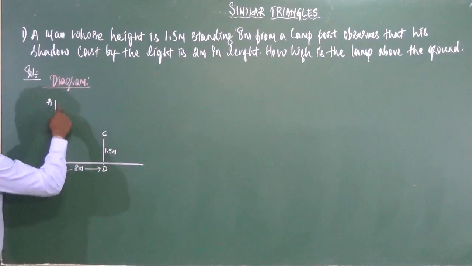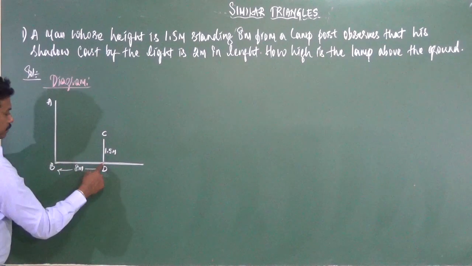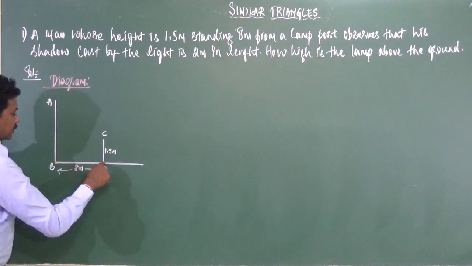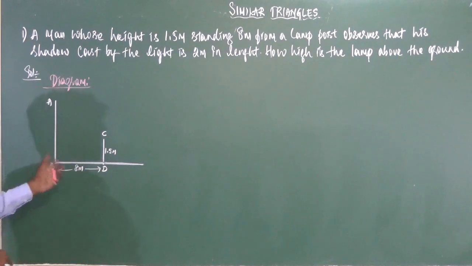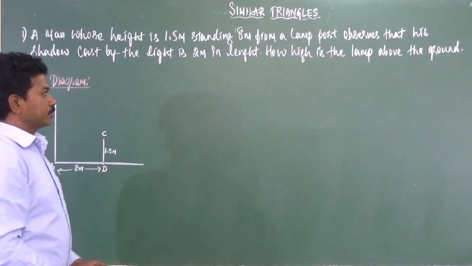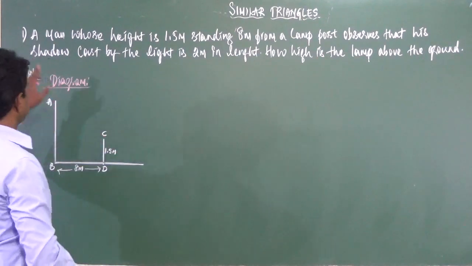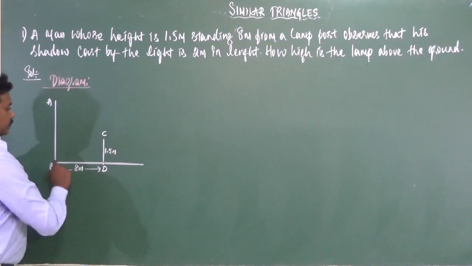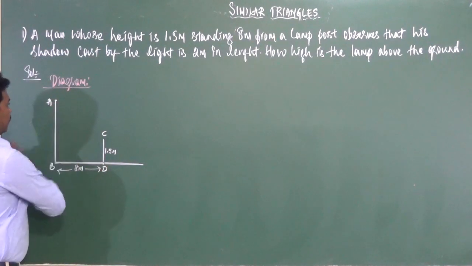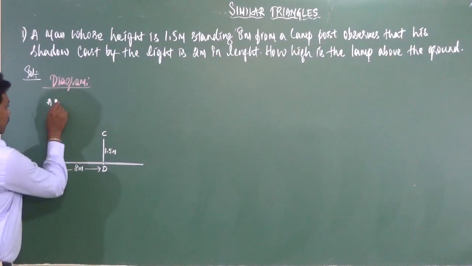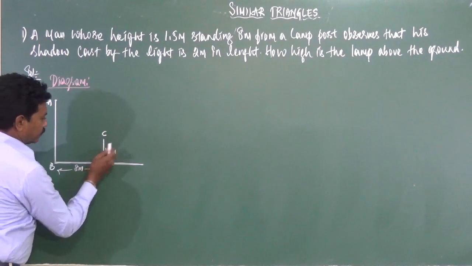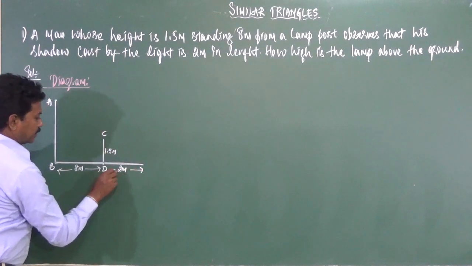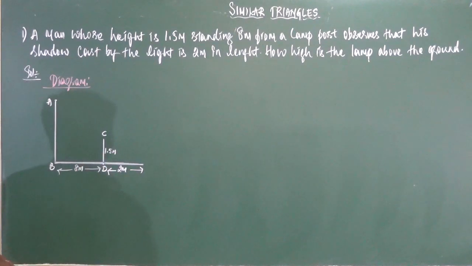Now, this is the lamppost. AB is the lamppost. CD is the man of height 1.5 meters, standing 8 meters away from the foot of the lamppost. So you have to consider that as the foot of the lamppost. He observes that his shadow cast by the light is 2 meters in length. So this is the lamppost, a bulb may be situated at this point. When the light falls on the man, the shadow will fall in this direction, and his shadow is 2 meters in length.